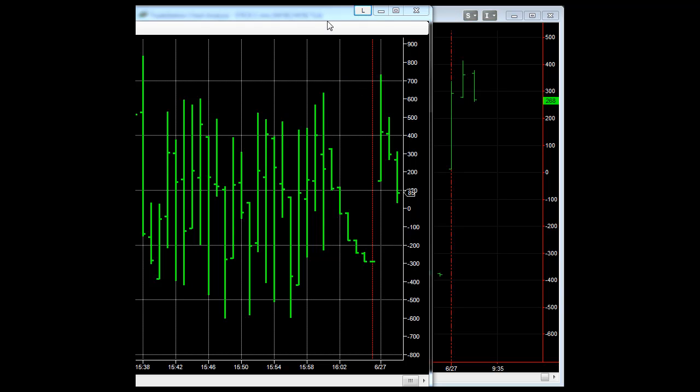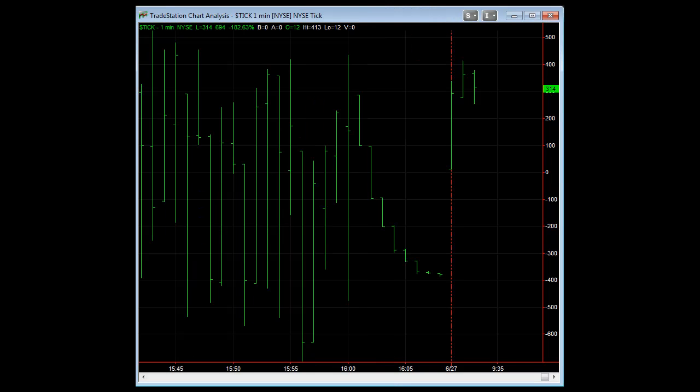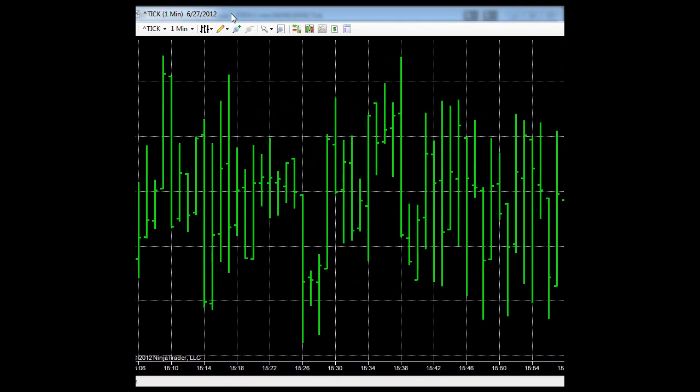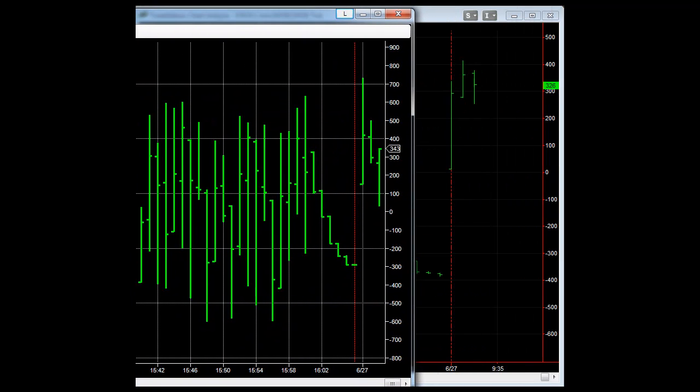I want to show the differences between the tick and the different platforms. On the left, you have Kinetick data in Ninjatrader, and on the right, you have Tradestation data in the Tradestation platform. So this is the Tradestation window, and this is the Ninjatrader window with tick. And I just want to show the differences in platforms.